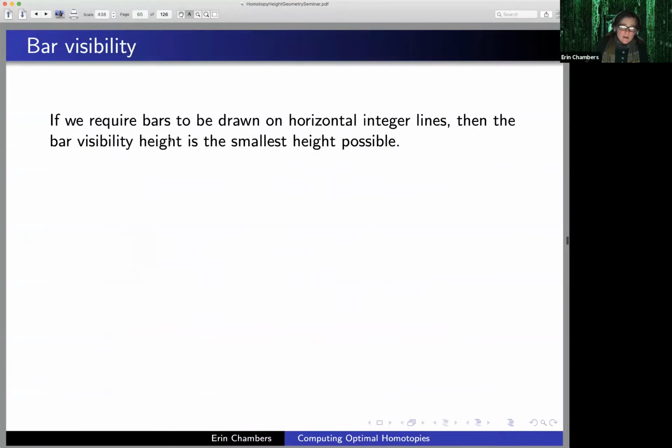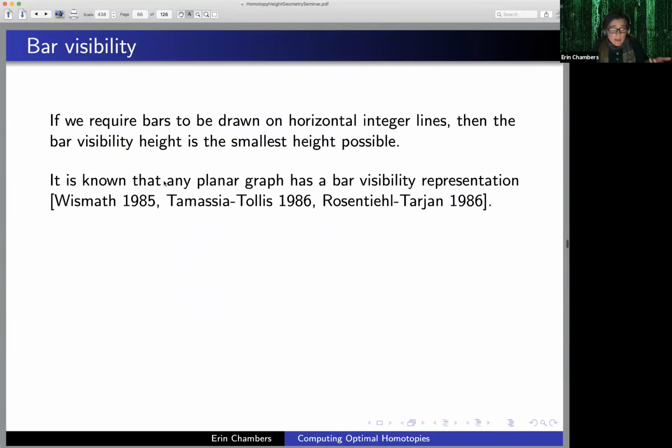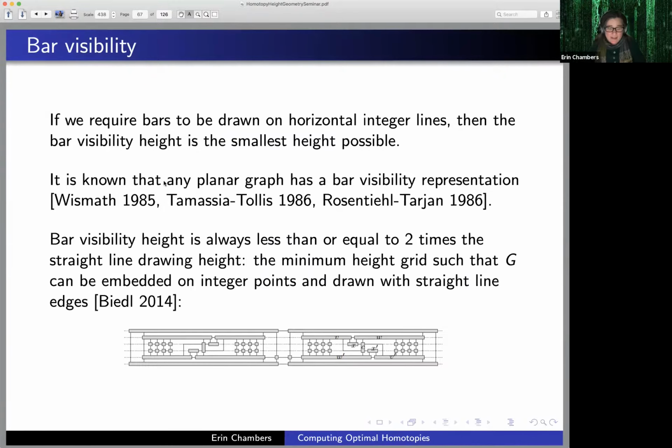So if we require bars to be on horizontal integer lines, then bar visibility height is the smallest height, right? Any planar graph will have a bar visibility representation. So again, kind of a connection here that these are the same thing. And bar visibility height is always connected to straight line graph drawing height, right? How do you connect vertices without crossings? So this comes up in the graph drawing community a lot.